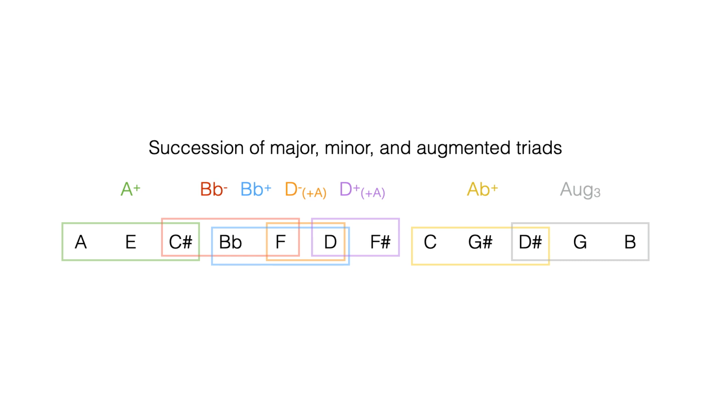Overlapped with a B flat major triad: B flat, F, and D. The overlap continues with D minor, and D major. Eventually we get to an A flat major triad, and finally an augmented triad.